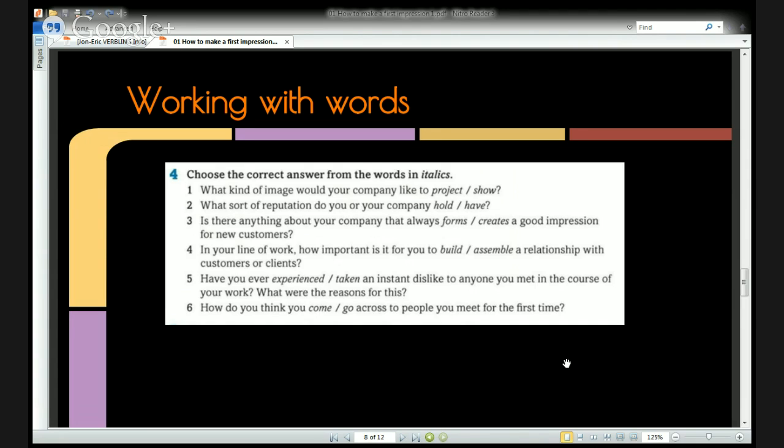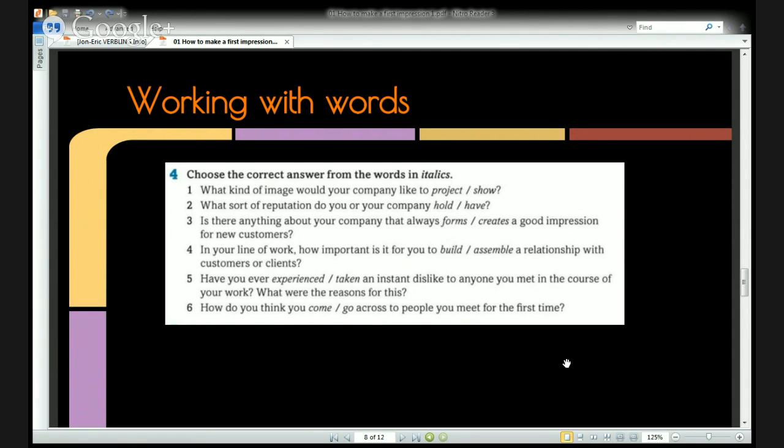Project. If it was a noun, it would be project. So the difference between noun and verb is that for a noun, the stress, la sílaba tónica, is on the first syllable, project. As a verb, the stress is on the second syllable, project. Okay. All right, so what kind of image would you like your company to project? Okay, just to be clear, it's always the same. Record is a noun. Record, second syllable, is a verb. Project, project. And the pattern is always like that in English.